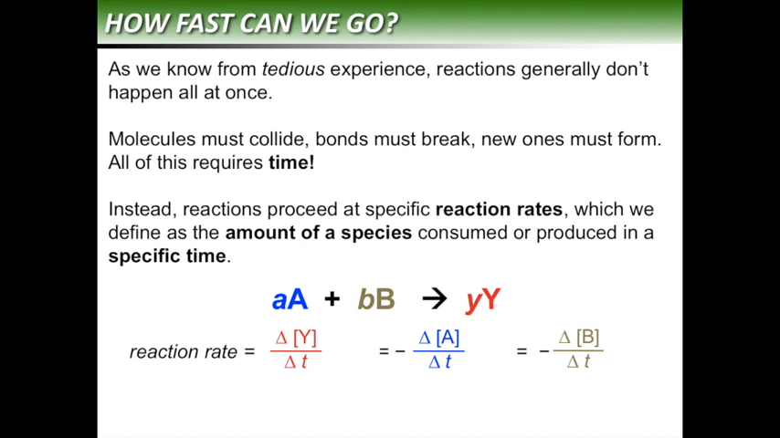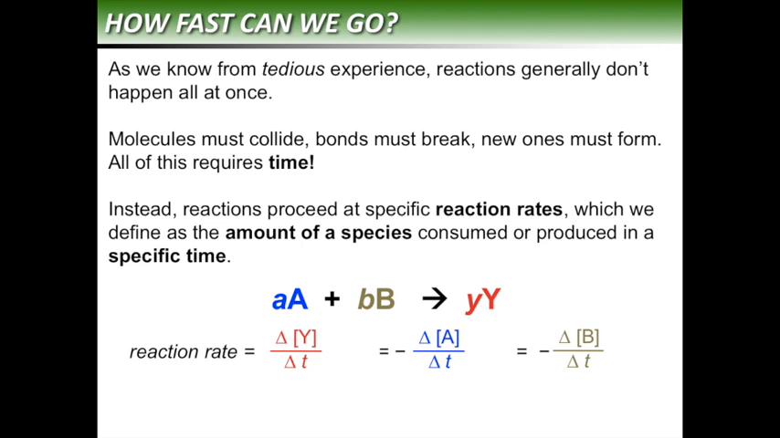If I write this delta A over delta T or delta B over delta T, it's going to have the opposite sign of delta Y over delta T. So if I want these to be equal to each other, I need a negative sign there. Additionally, things are going to be formed or destroyed at different rates depending on the stoichiometry.